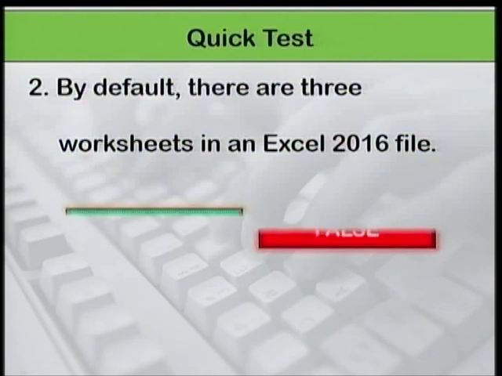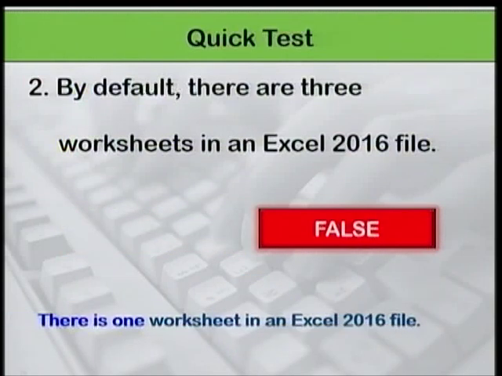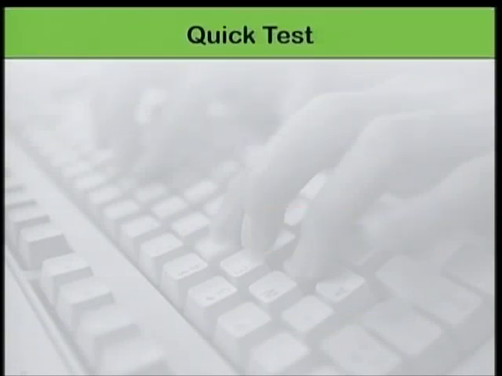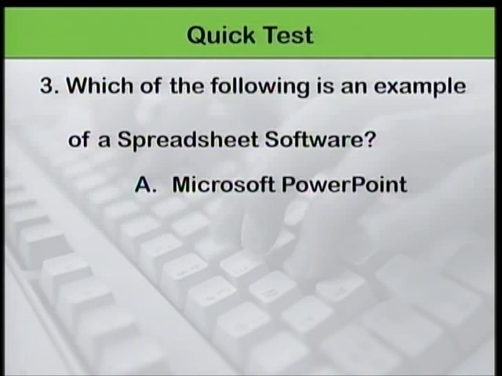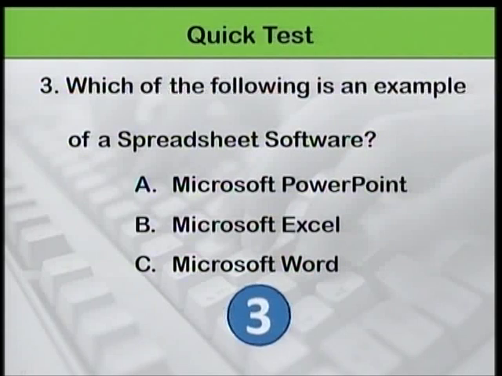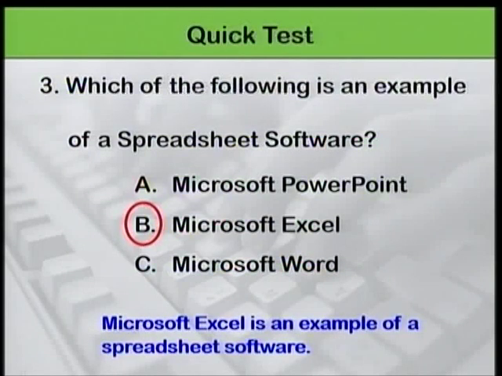Question number 2. By default, there are 3 worksheets in an Excel 2016 file. Is it true or false? The answer is false, as by default there is only one worksheet in an Excel 2016 file. Question number 3. Which of the following is an example of a spreadsheet software? A. Microsoft PowerPoint, B. Microsoft Excel, or C. Microsoft Word? The correct answer is B, that is Microsoft Excel. Microsoft Excel is an example of a spreadsheet software.